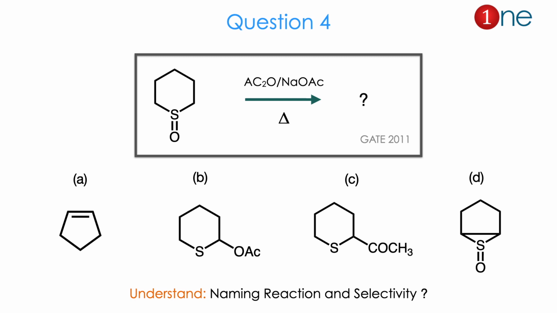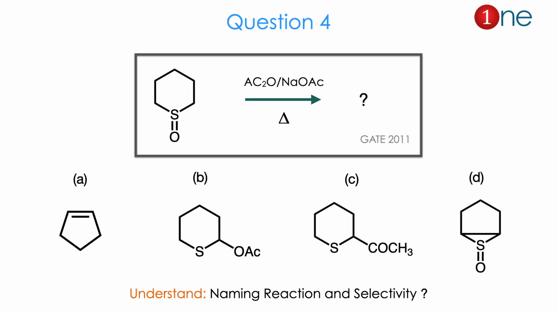Then question number 4. The starting material is a 6-member ring containing a sulfur heteroatom and it is attached with oxide. You are reacting with acetic anhydride and sodium acetate. They are asking you to find the product. The product can be cyclopentane with alkene, or the same heterosystem with OAc attachment, or the ketone attachment, or the cyclic 3-member sulfoxide formation. 4 possibilities.